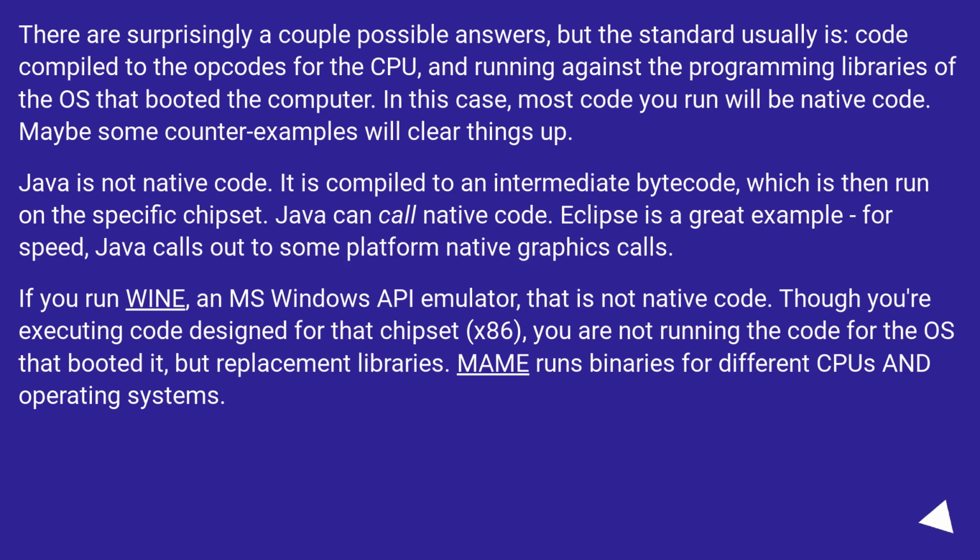If you run Wine, an MS Windows API emulator, that is not native code. Though you're executing code designed for that chipset, x86, you are not running the code for the OS that booted it, but replacement libraries. Wine runs binaries for different processors and operating systems.